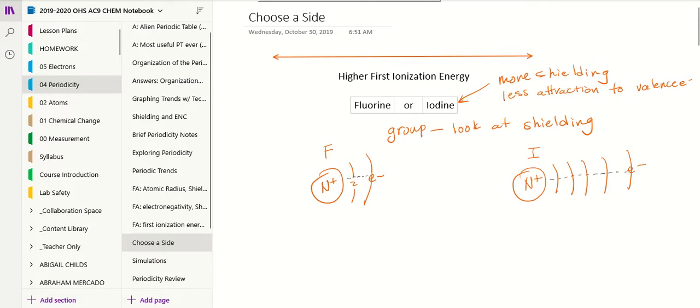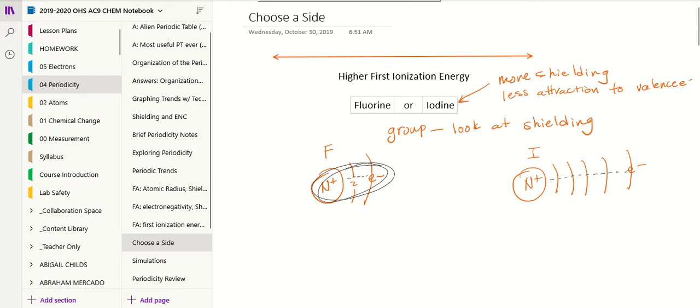Fluorine. So does that make it easier or harder to pull an electron off if it has more attraction to it? Guys, easier or harder to pull an electron away from something that's holding onto it tighter? Should be harder, right? Fluorine has more attraction here. It makes it really hard to pull that electron off.